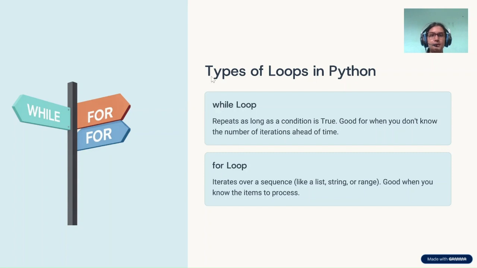What's written here? Types of loop in Python. While loop: it repeats as long as the condition is true. It is good for when you don't know the number of iterations ahead of time. And a for loop iterates over a sequence, like a list, string, or range. Good for when you know the items to process.